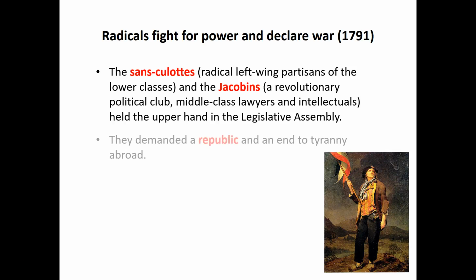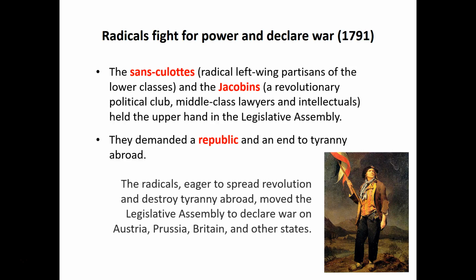Now, both of these groups thought that the constitutional monarchy set up by the Constitution in 1791 was not enough. They demanded a republic in France. They didn't want a king at all. Not only that, they wanted to extend this revolution beyond the boundaries of France and end tyranny and monarchy in the other nations of Europe as well.